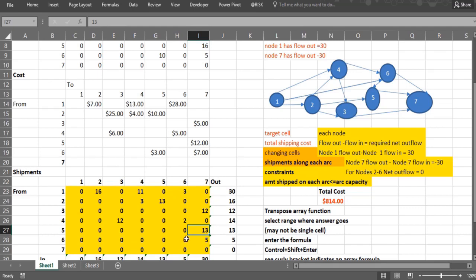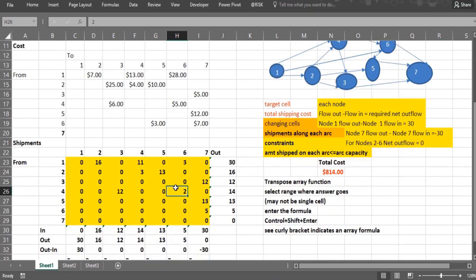Okay, node 6 will send 5 out to node 7. It got 3 from node 1, and it got 2 from node 4. And that's your minimum cost solution. And again, these models can be solved not with Excel necessarily, but with thousands, if not millions, of changing cells, and are used a lot for major corporations' distribution networks to figure out the cheapest way to get stuff from where it's made to where it's going, and it may stop at intermediate places.